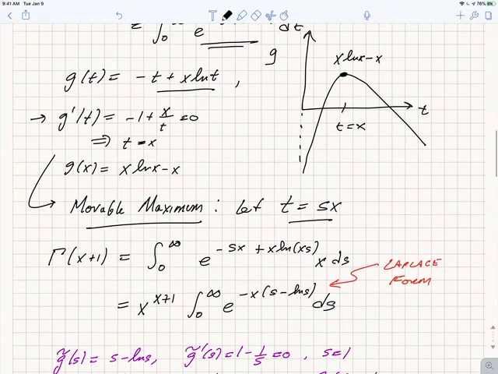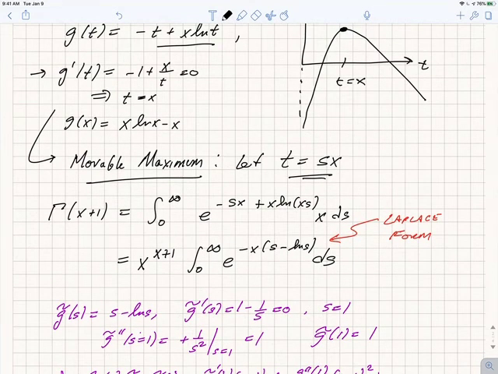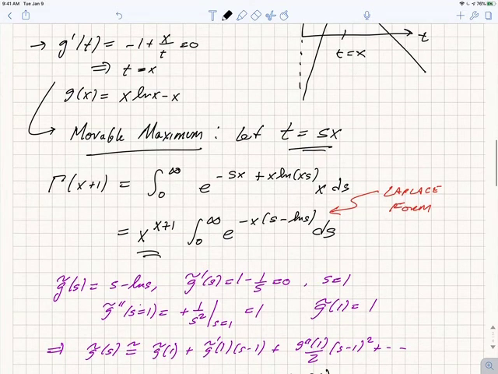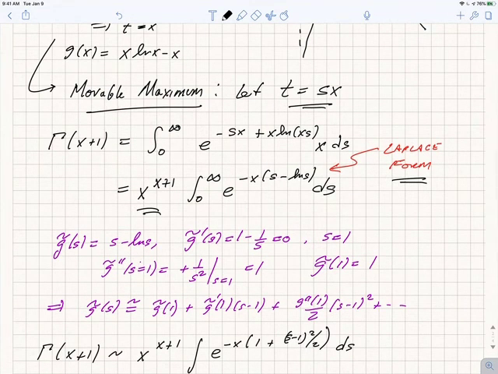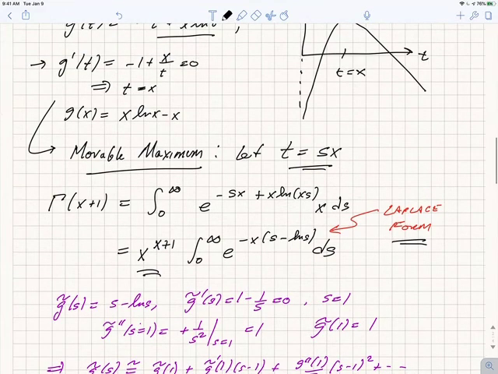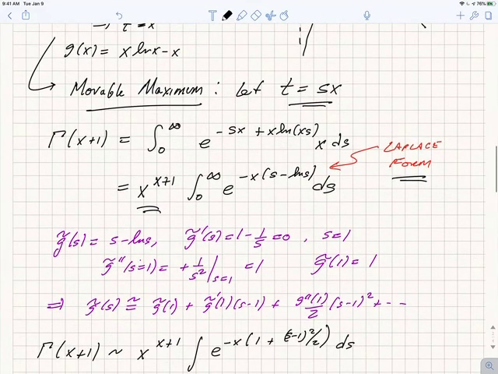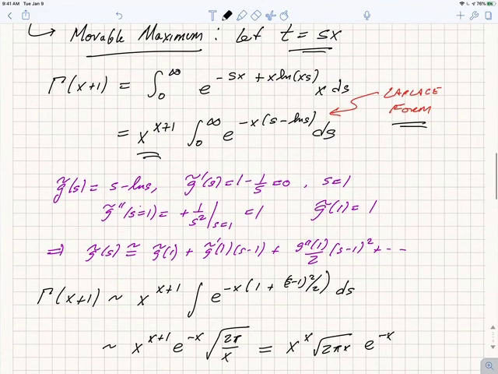So let's rescale our variable of integration. Let's let t equal s times x. If we let t equal s times x and plug in, as we did here, you'll see that we get an overall controlling factor, x to the x plus 1, times an integral that's of Laplace form. And now we can simply use Laplace's method as derived above, because we already know, in fact, that the critical point of this new function g in terms of s is just at s equals 1.